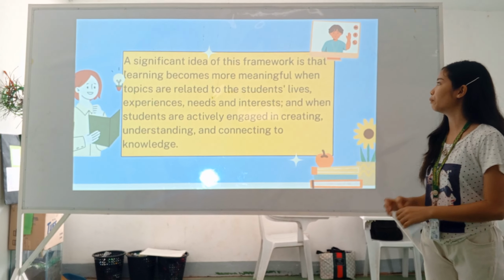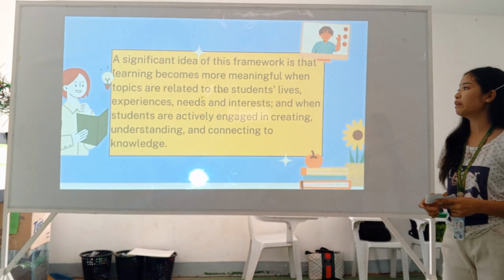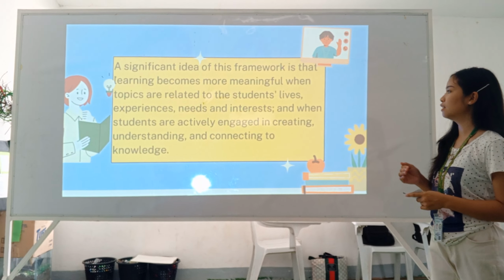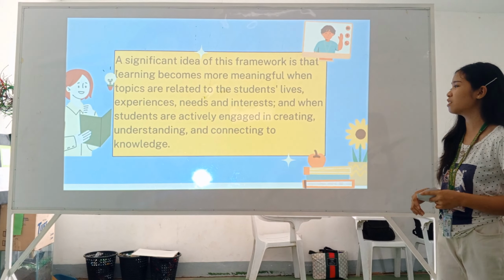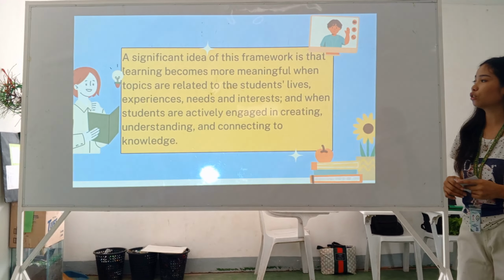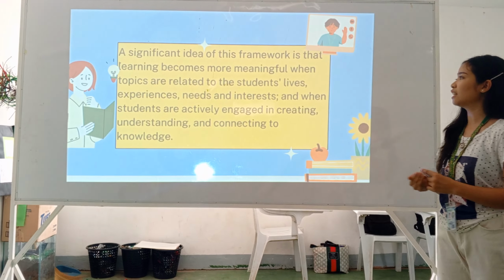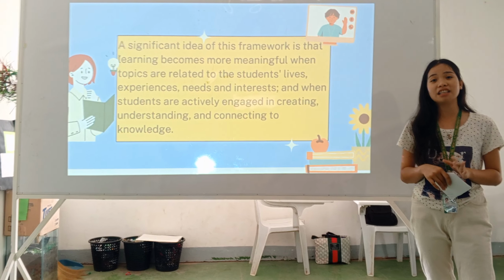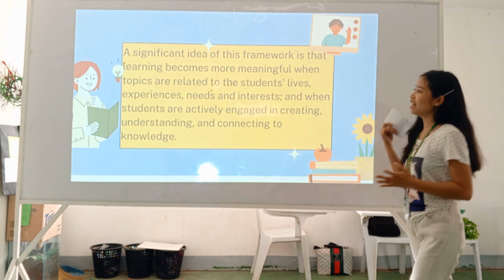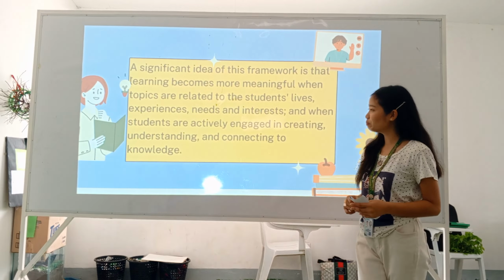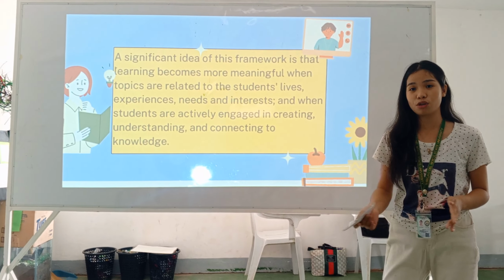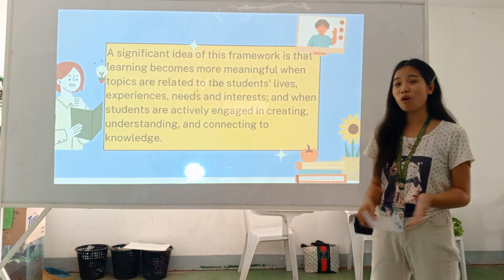A significant idea of the framework is that learning becomes more meaningful when the topics are related to the students' life experiences, needs, and interests, and when the students are actively engaged in creating, understanding, and connecting with the knowledge. When the lesson relates to their personal experiences and lives, the students become interested in the lessons and cooperate.